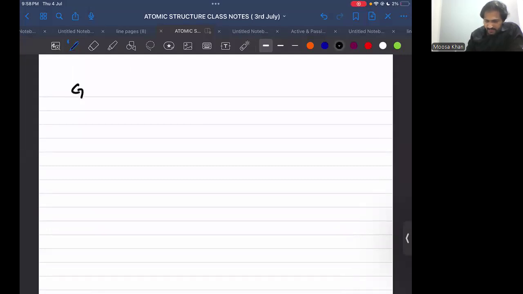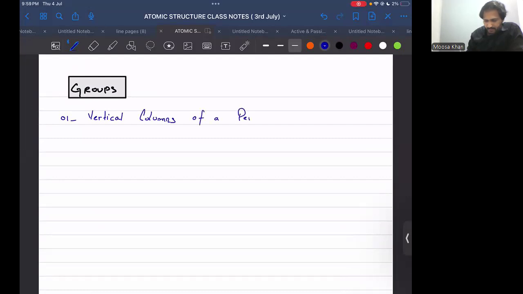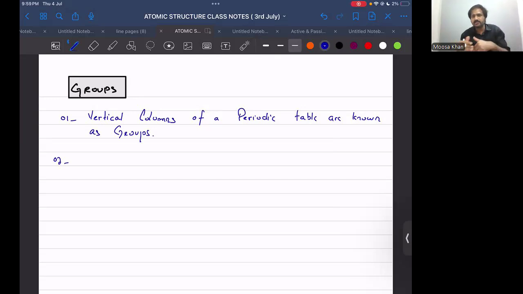First, you will put a heading of groups. First point is vertical columns of a periodic table are known as groups. So how many groups are there in the periodic table? We have given group 1 till group 8, because all those elements in between group 2 and group 3, we are not giving them any group number. So there are a total of 8 groups in the periodic table.